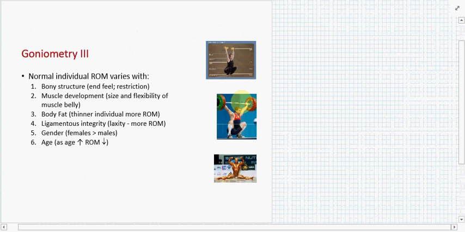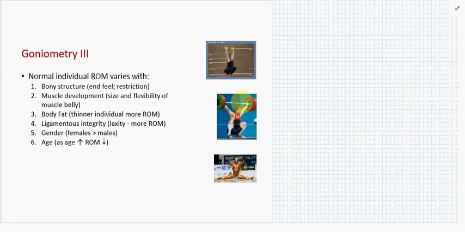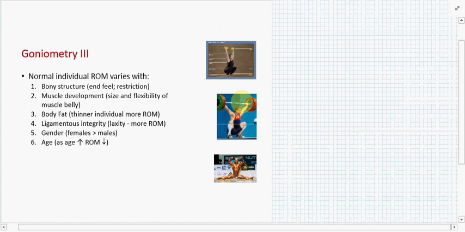Good. Normal individual range of motion can also vary with bony structure, muscular development, body fat, ligamentous integrity. Again, we've mentioned gender, whether that individual tends to be male or female, and age, right? So a really good test for flexibility of multiple joints tends to be your overhead squat. In this case, the person is using dumbbells. That's even better than using a bar, because it really gives you an insight into the person's mobility restrictions and limitations in that specific posture.